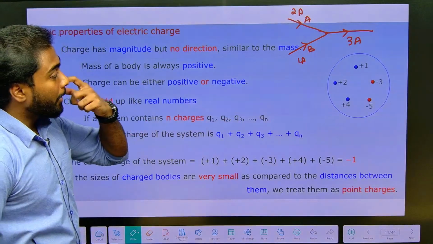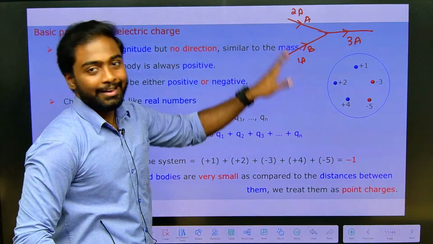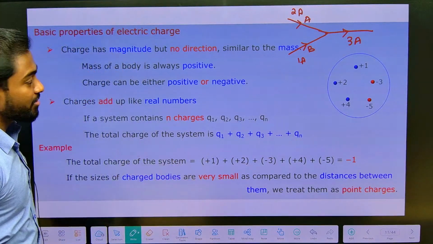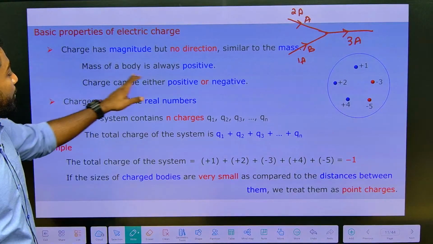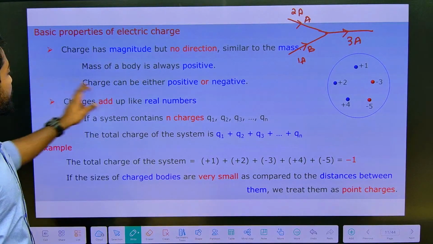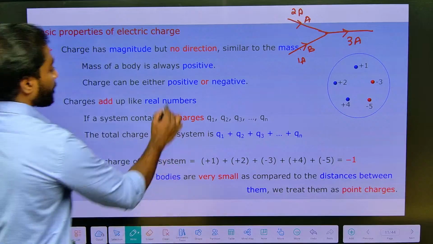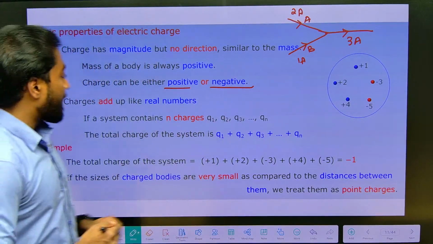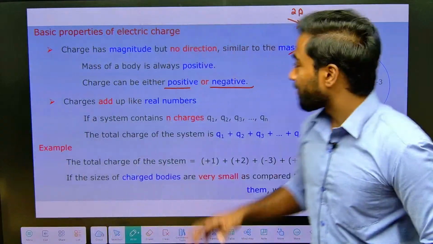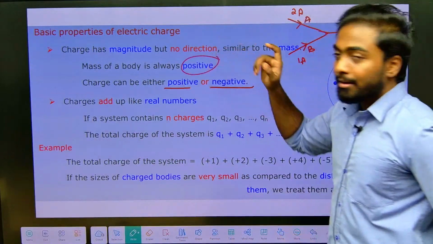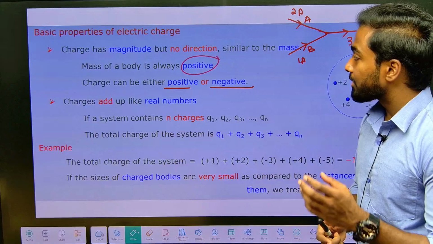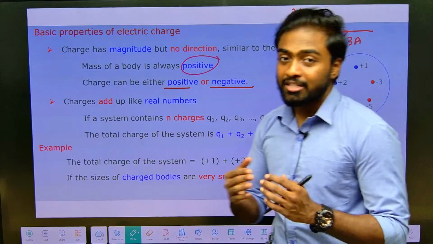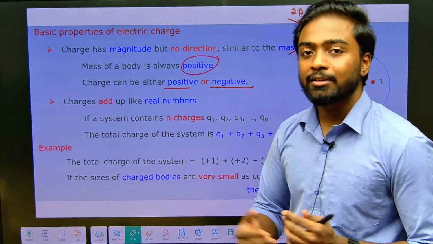So, it is a scalar property, with no direction, similar to mass. The mass of a body is always positive, while charge can be positive or negative. This is a property we have seen in class 11th, that is gravitation. When we compare gravitation and the electrostatics chapter, it will be easy to understand.